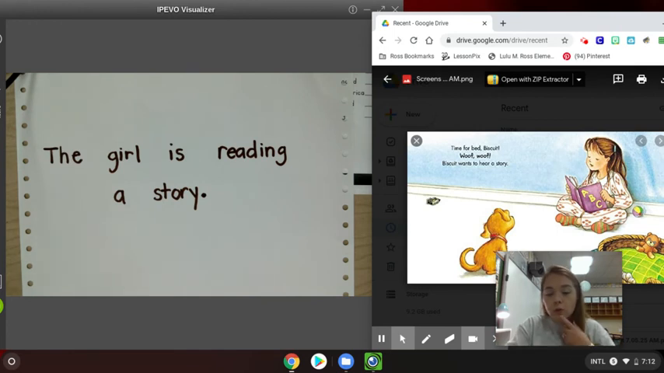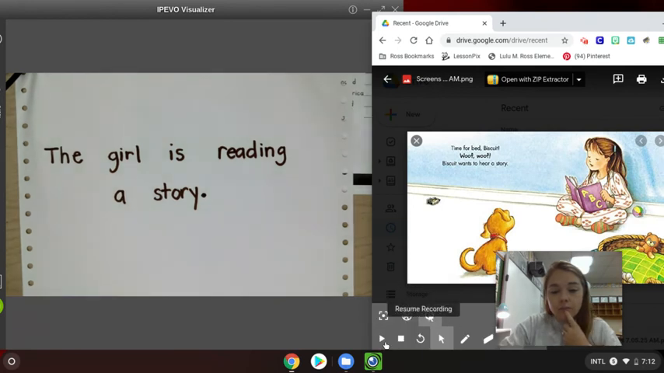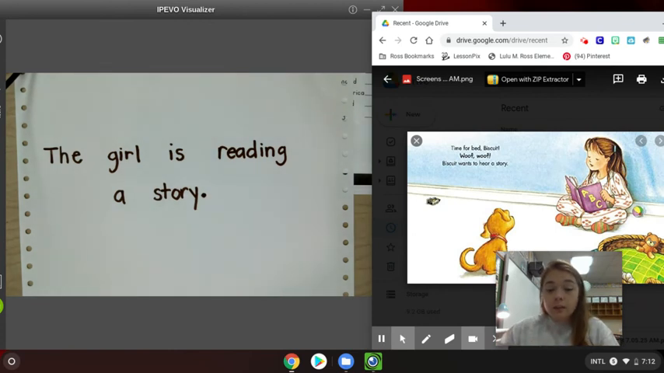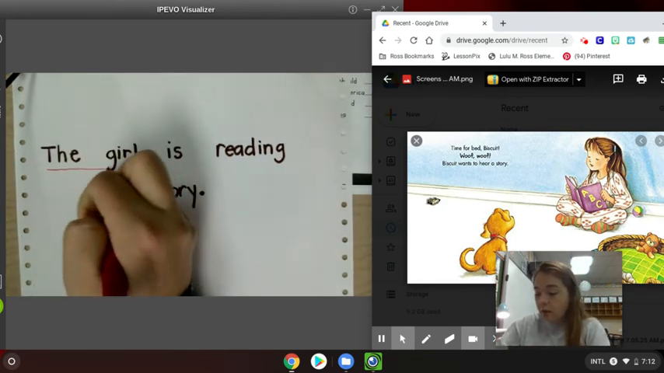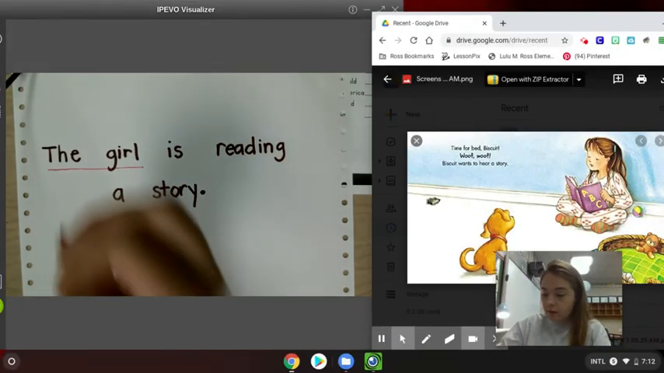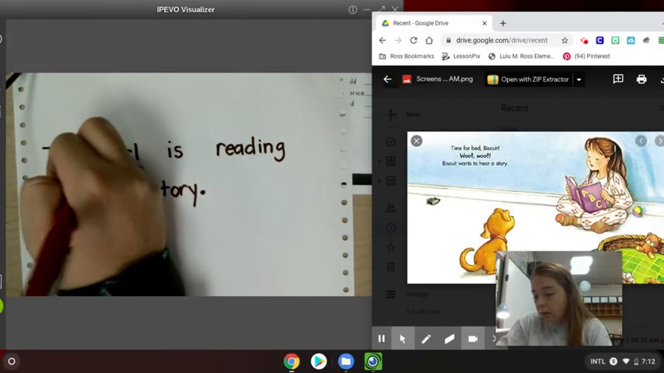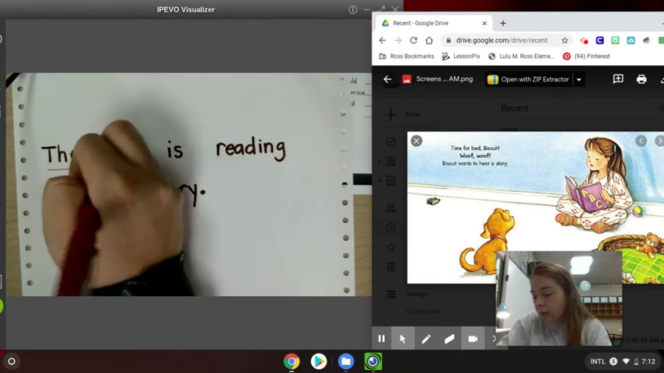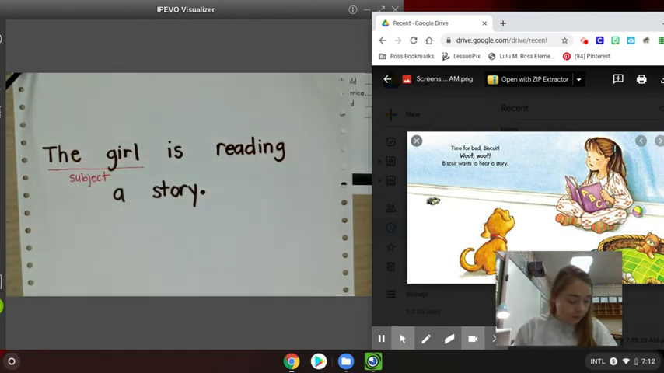Let's think, who or what is the sentence talking about? You're right. The sentence is talking about the girl. I'm going to underline the subject in red. The girl, because it is who or what the sentence is talking about. And I'm going to write subject underneath.